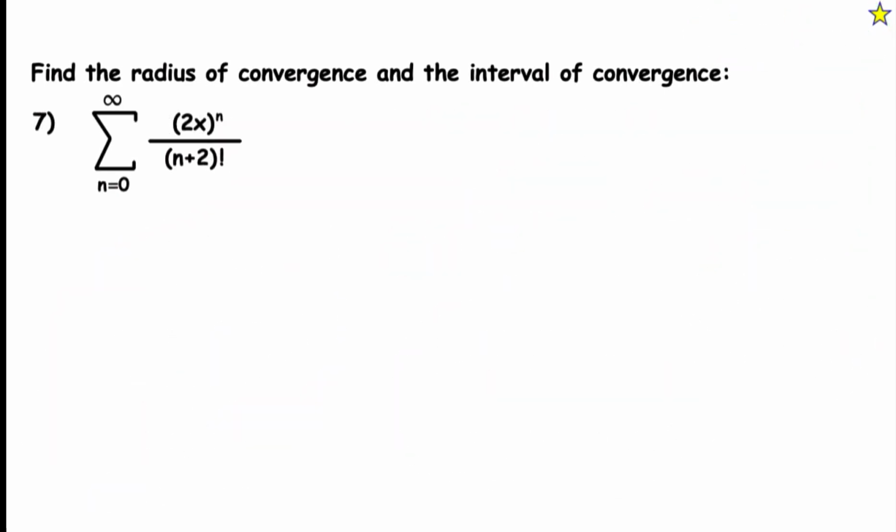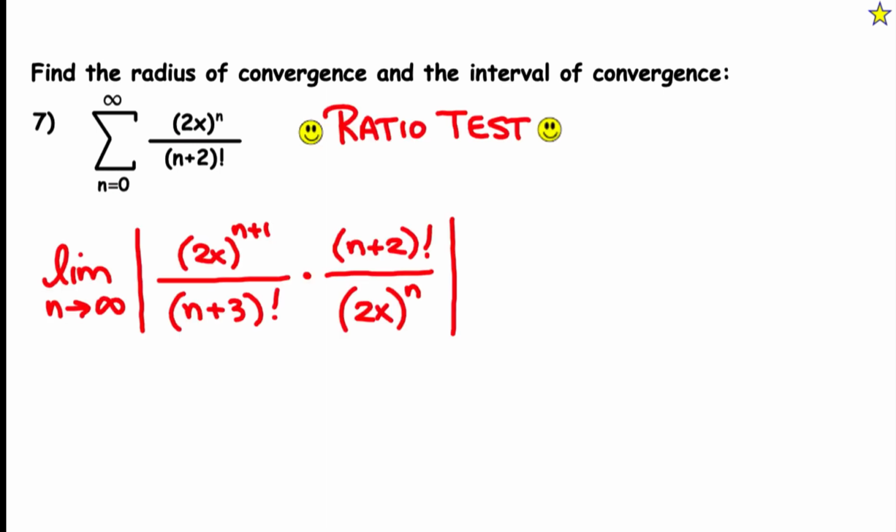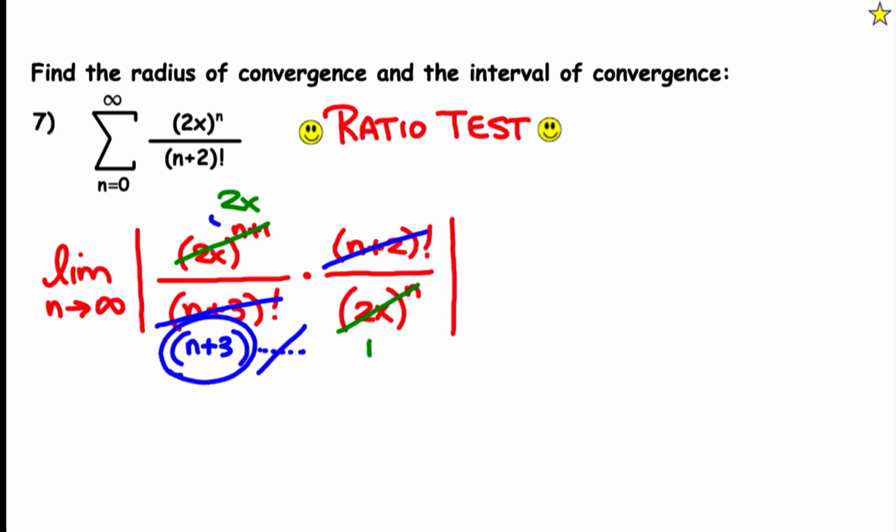All right, and finally, last but not least, number 7. Find the radius and the interval of convergence. As always, we're going to start with the tried and true ratio test. All right, there's the setup. You can quickly tell that some canceling will happen. There's going to be an extra 2x in the numerator. As far as the factorials go, this n plus 3 will be the extra piece down here. The n plus 2, n plus 1, everything else is going to cancel with this. So you're just left with 2x over n plus 3.